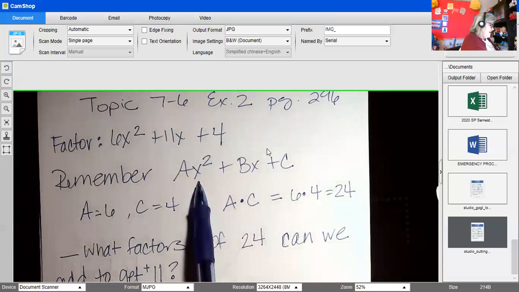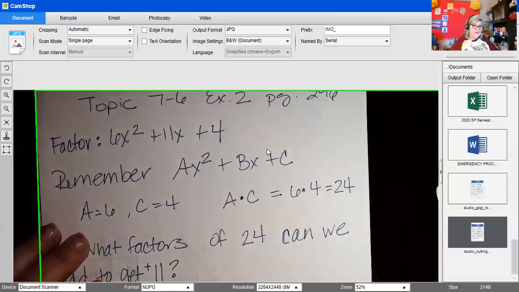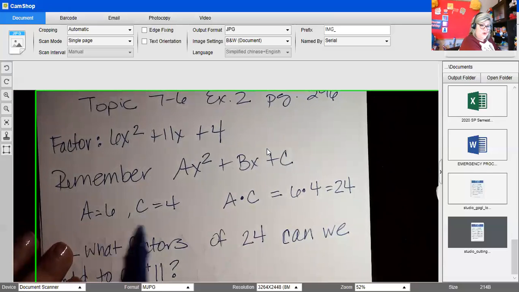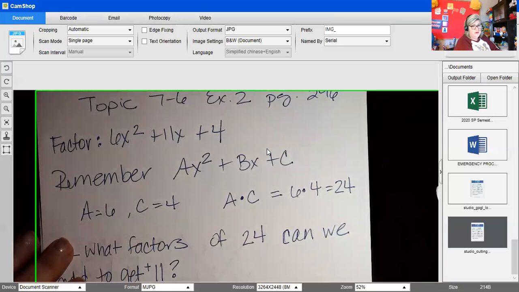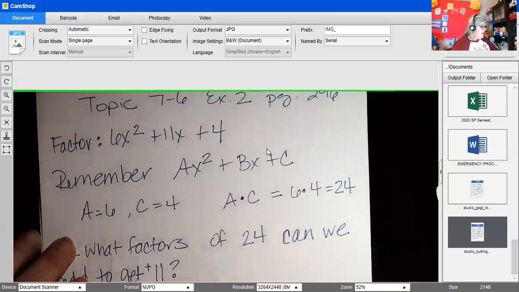With that being said, we have to remember, breaking it down, how do we factor, and identifying our terms. And so the very first thing we want to identify is, what is our A? Well, our A is 6. And what is our C? Our C is 4. So when we multiply our A times our C, we get 24.